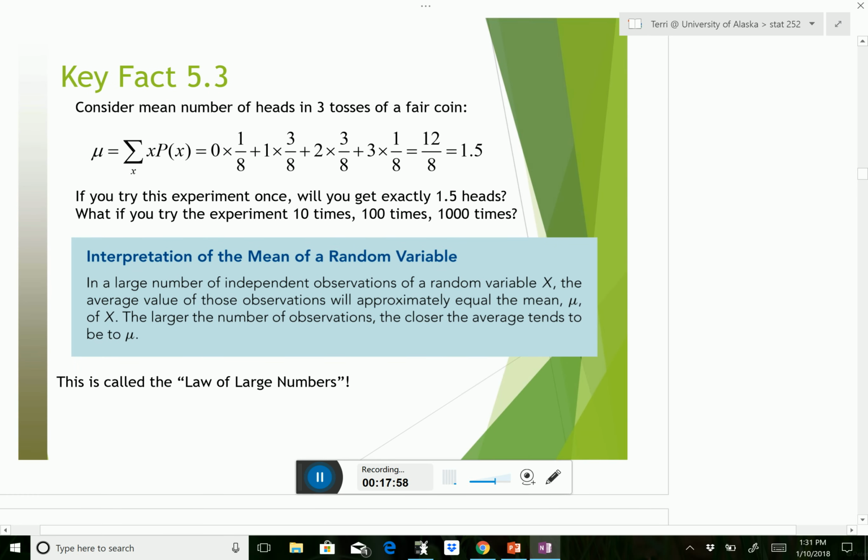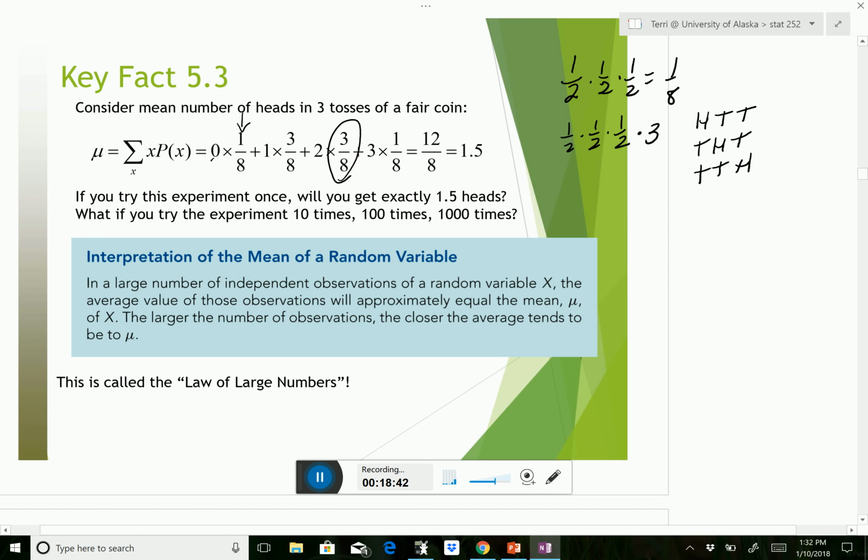So let's think of another one. Consider the mean number of heads in 3 tosses of a fair coin. Well, we know that the probability of getting 0 heads is 1/8, right? Because it's 1/2 times 1/2 times 1/2, so that's 1/8. Well, that's going to happen 0 times, that's 0 heads times 1/8. And remember 3/8, remember that is 1/2 times 1/2 times 1/2. And then that can happen 3 ways, because you can have head, tail, tail, tail, head, tail, or tail, tail, head.